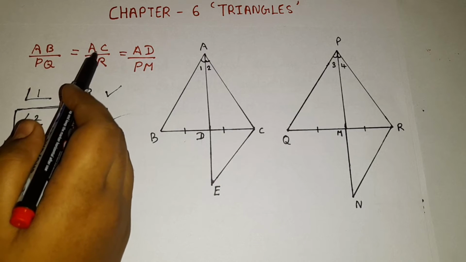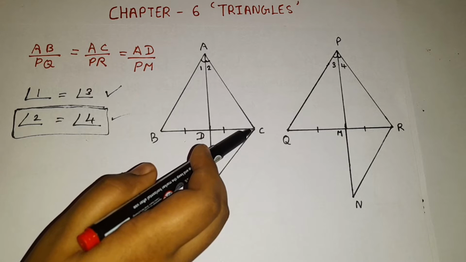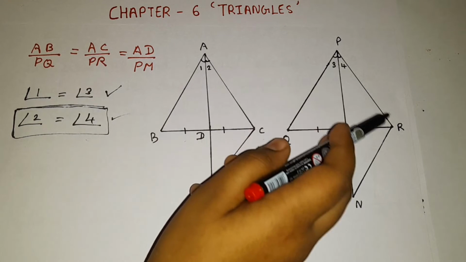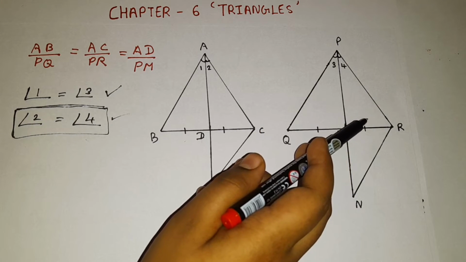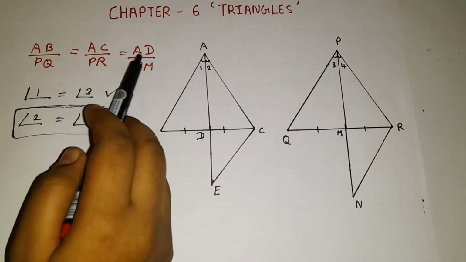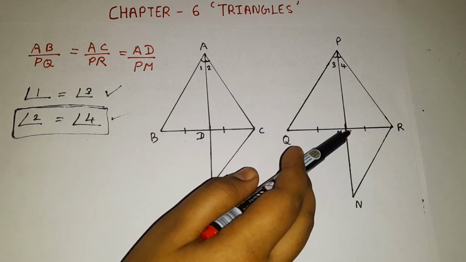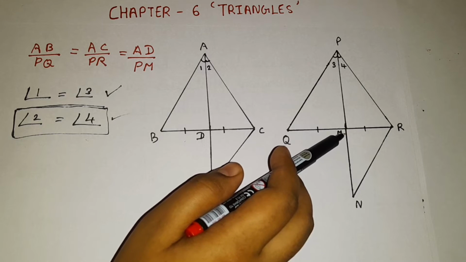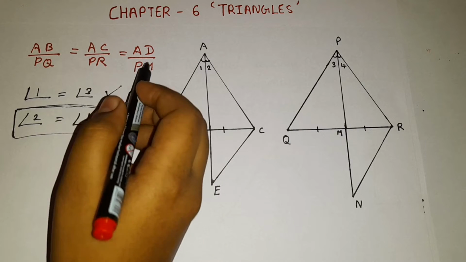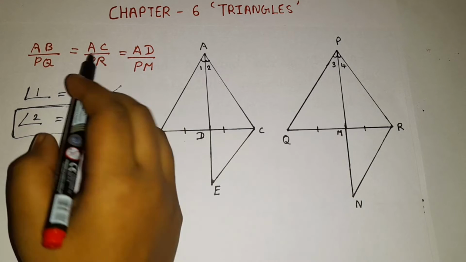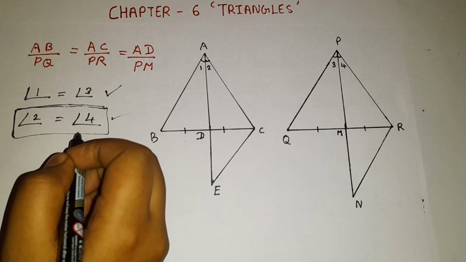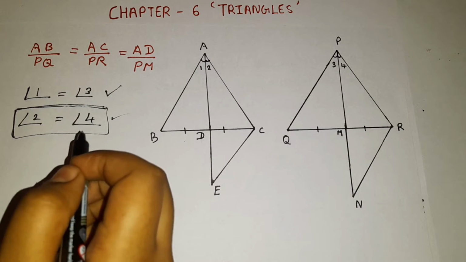But I can use AC. Why? Because AC is lying on this triangle and PR is also lying on the particular triangle which we are supposed to prove is similar. And AD is right over here and PM is right over here. Okay. So one information is missing. We have two sides. While proving it is similar, we got two sides' information.